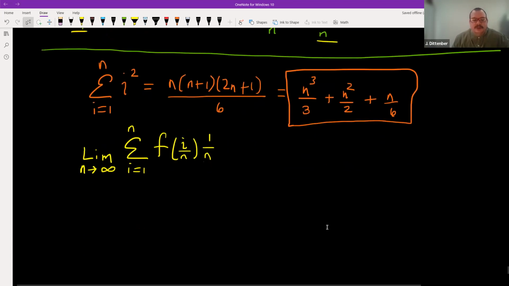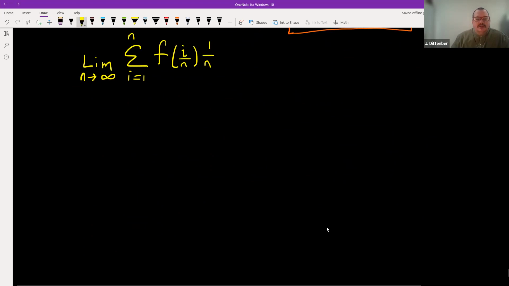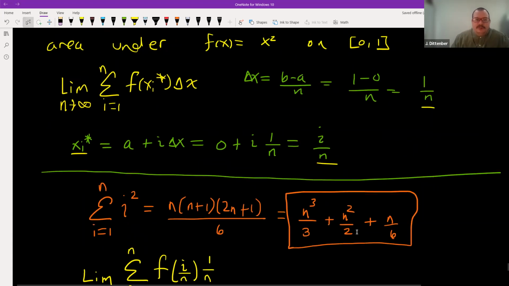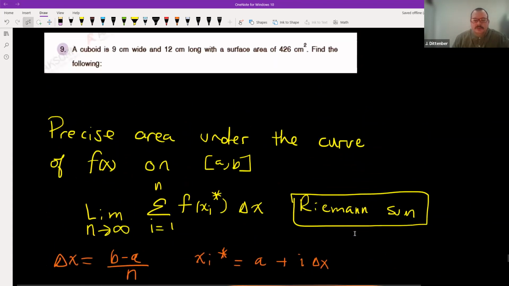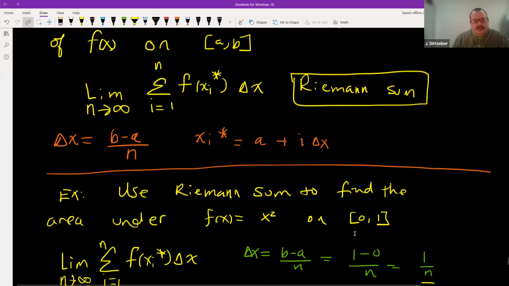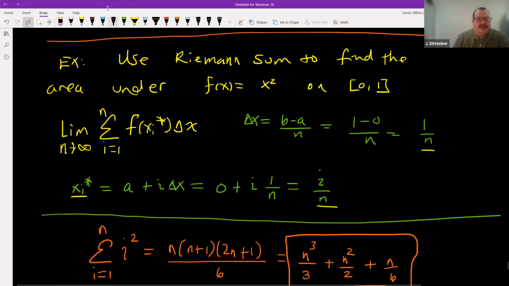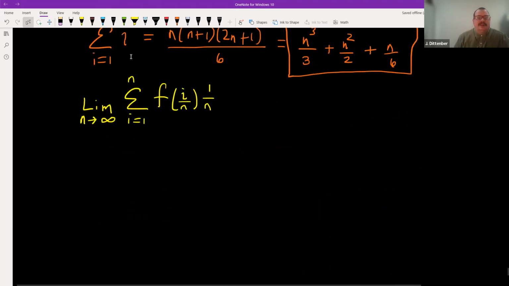Now, what is f? f is just x squared. Remember, I wrote it down somewhere. Oh, there it is. So f of x is x squared. That means I have to plug xi star into that formula. So let's change the color again.